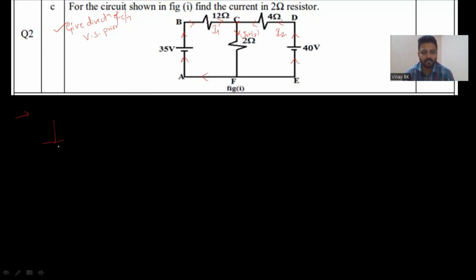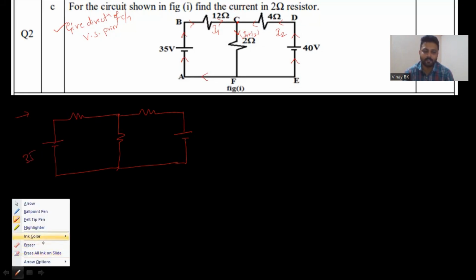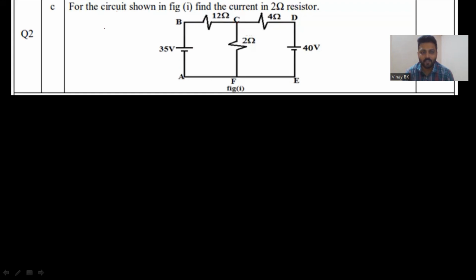First, you give the direction of current, then mark the polarity based on the direction of current. I'll consider that diagram only. First, give the direction of current. So I'm giving the direction of current: I1 is flowing here and I2 is flowing here.